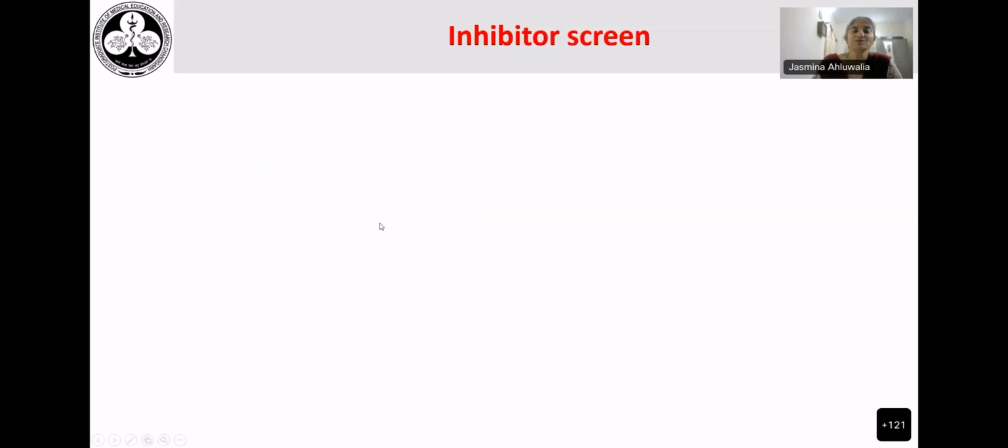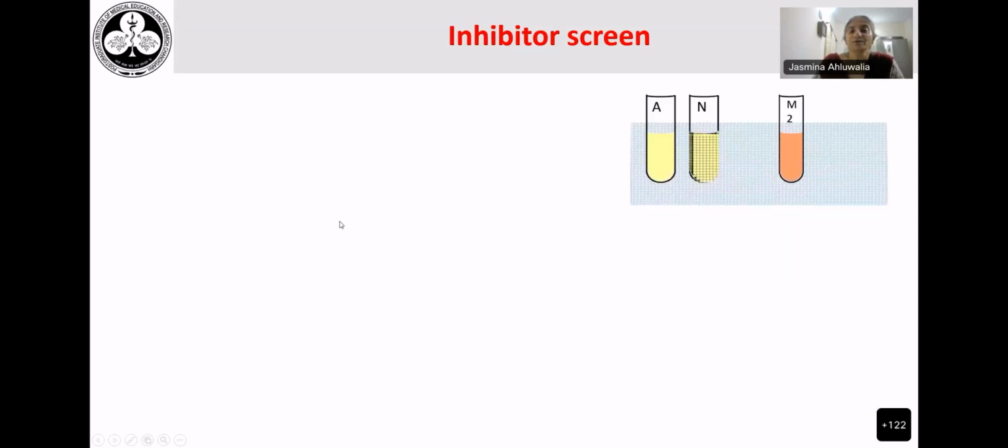So once we have this, we need to know what kind of inhibitor it is, because there are some inhibitors which act immediately. There are some inhibitors which are time dependent. There may be a lupus anticoagulant. Some patients of hemophilia may have associated lupus anticoagulant, and so that question needs to be answered. So for that, we put up an inhibitor screen. In this, we take the patient's plasma and the normal pool plasma, and we make a mixture of both of them and put all these 3 tubes in a water bath at 37 degrees for 2 hours.